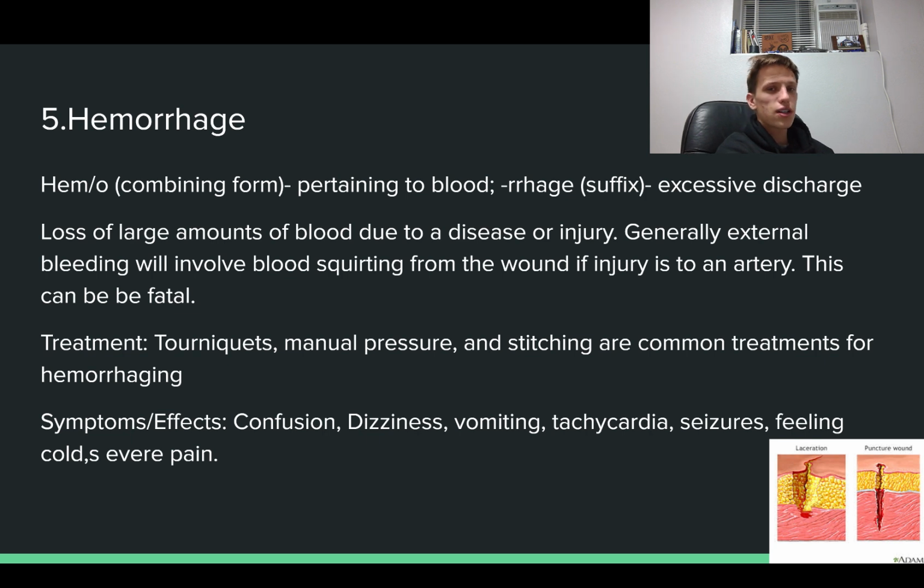Some side effects, or symptoms, I should say, are confusion, dizziness, vomiting, and this is due to lack of blood. Your body can't handle it, so this is how it responds. You also may see tachycardia, seizures, and feeling cold.